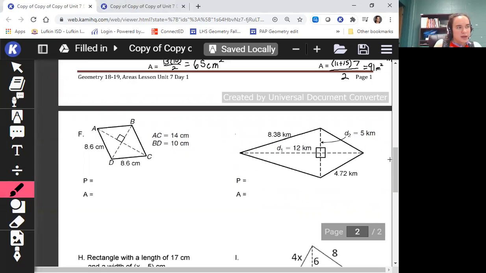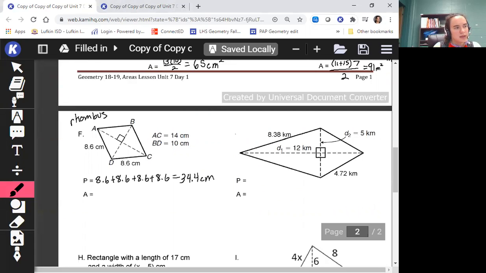Our next example, we have a kite. So again, or not a kite, we have a rhombus because our sides are congruent. So we have 8.6 plus 8.6 plus 8.6 plus 8.6. And that gets us 34.4 centimeters.